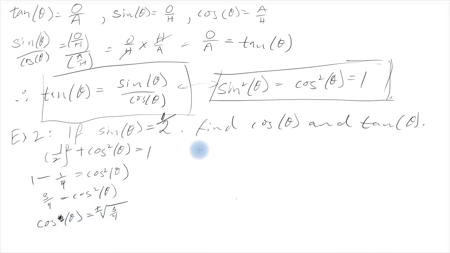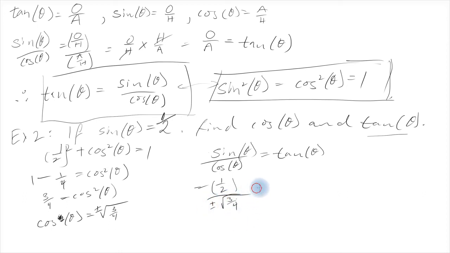Now we need to find the tangent. So to find the tangent, we can say that sine of theta over cosine of theta is tan theta. So sine of theta is a half, cosine of theta is plus or minus the square root of 3/4. So there is basically our answer. Let's neaten this up a little bit. So we've got a half divided by plus or minus square root of 3/4.